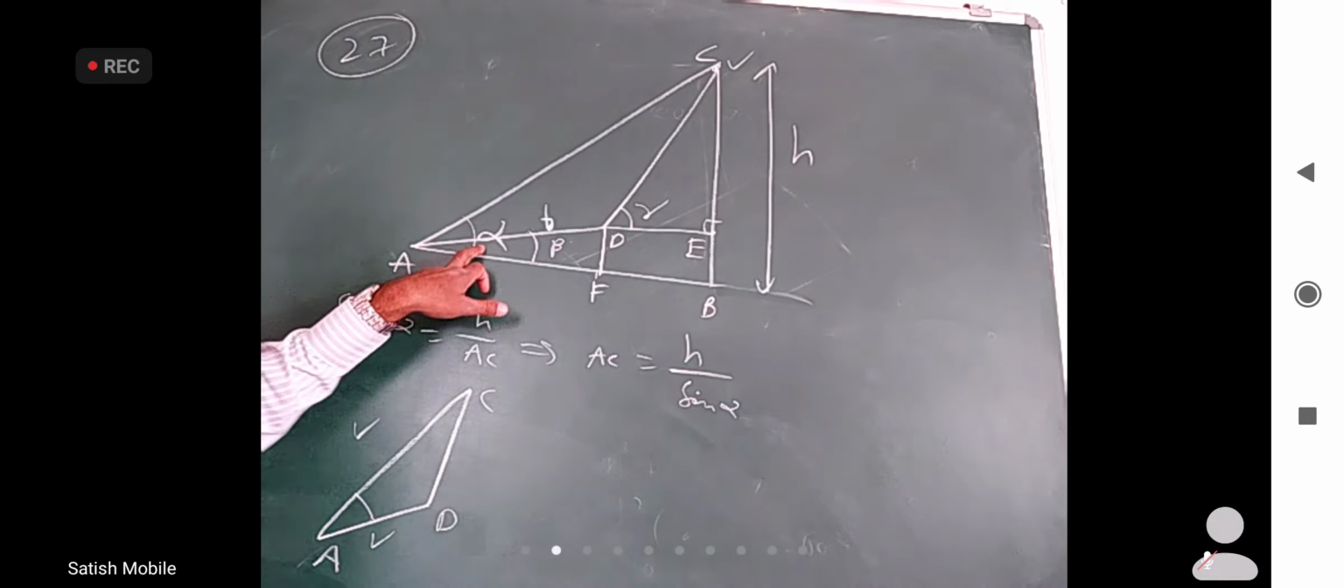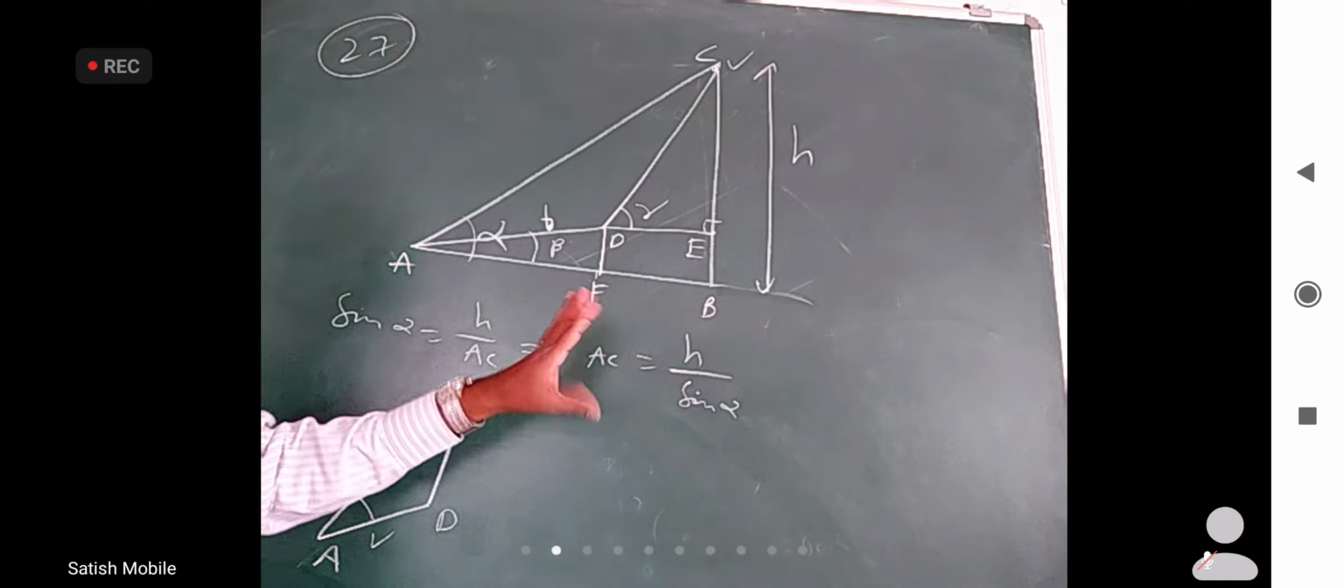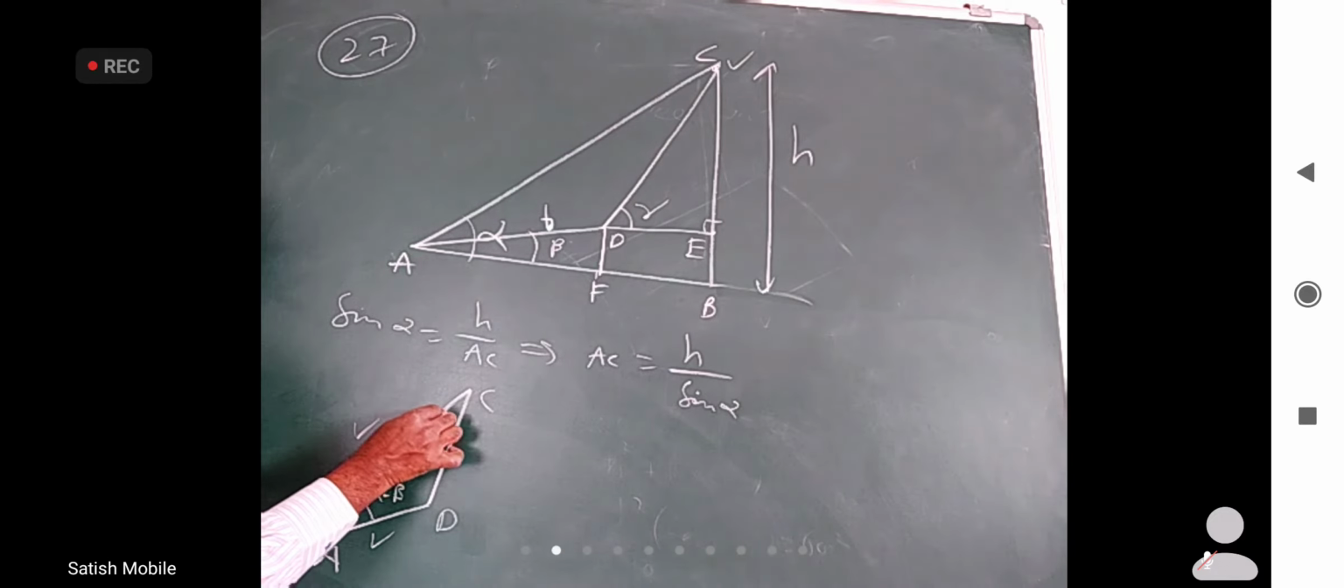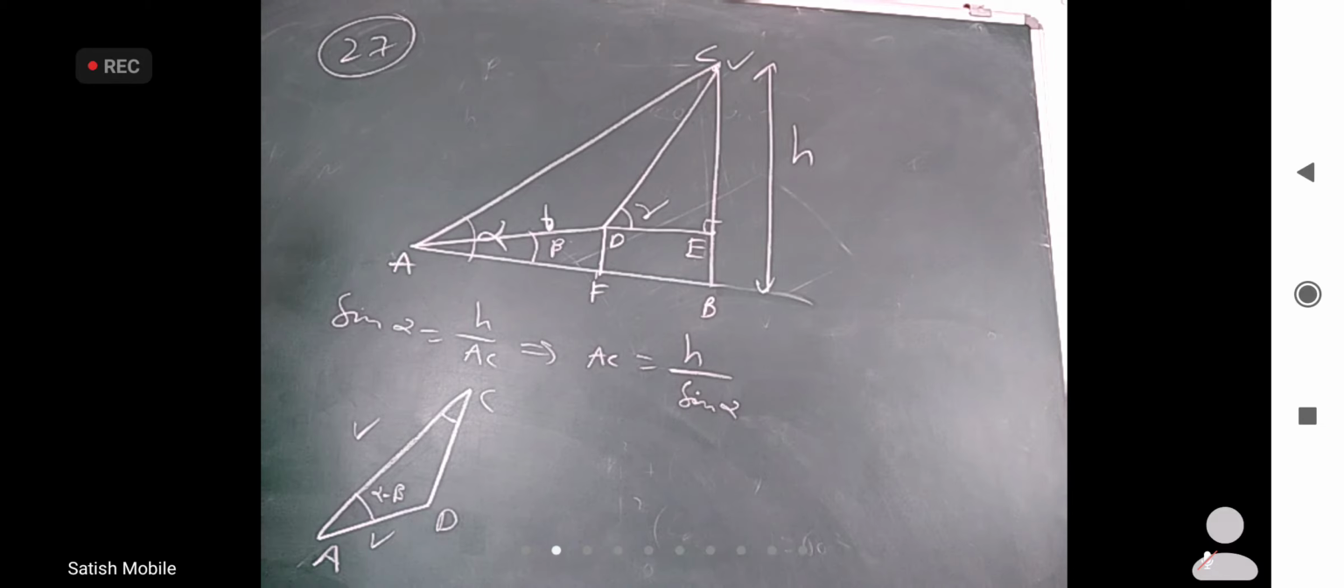So we applied sin alpha equal to h by AC and we got this done. Separate this triangle we have taken. This is alpha, this is beta. So this angle is alpha minus beta. Anybody want to tell what is this angle? One of these two, either this or this.